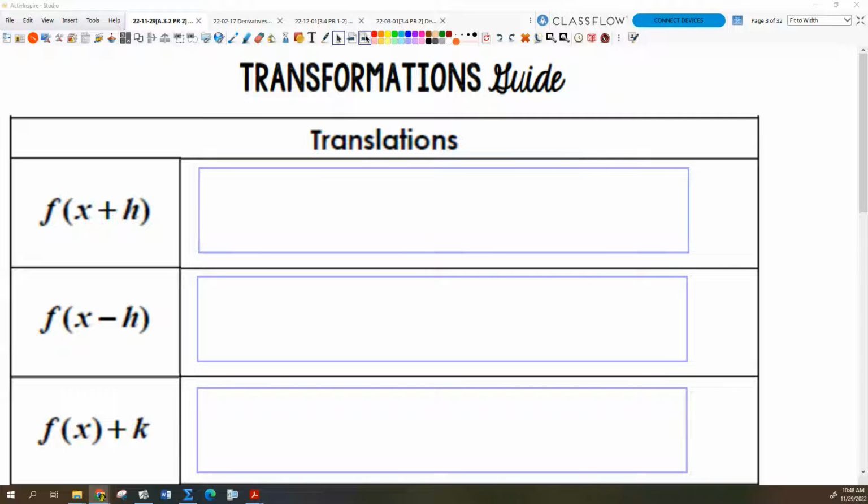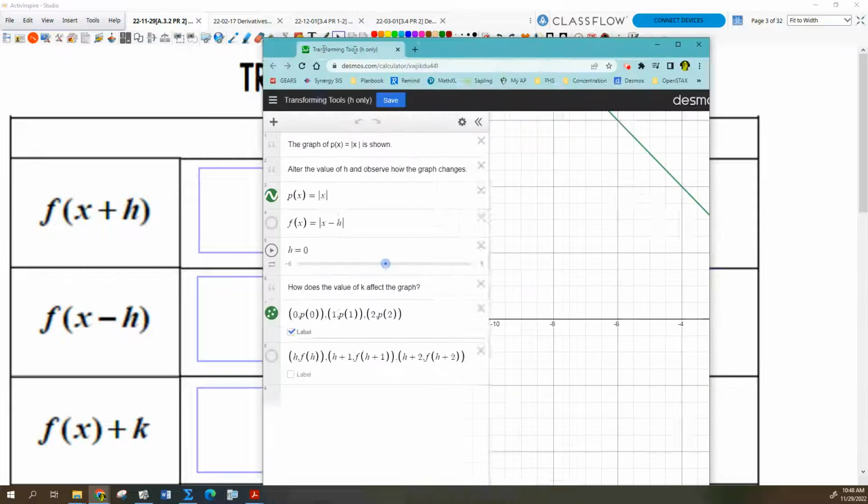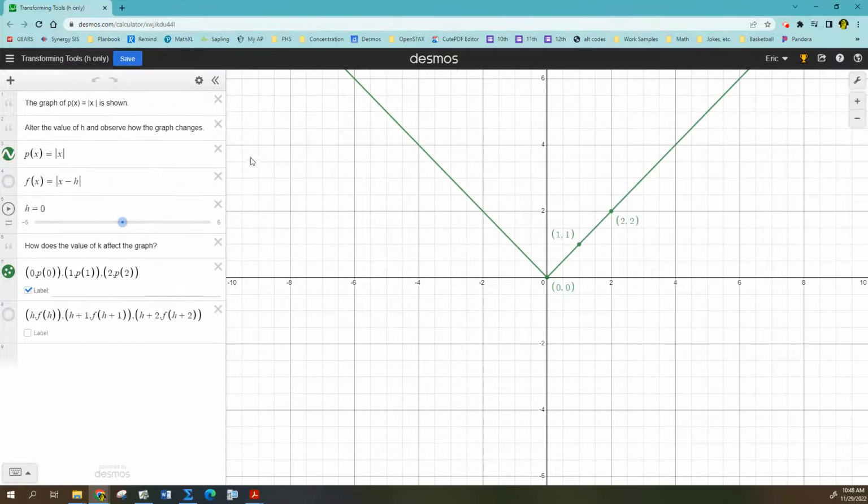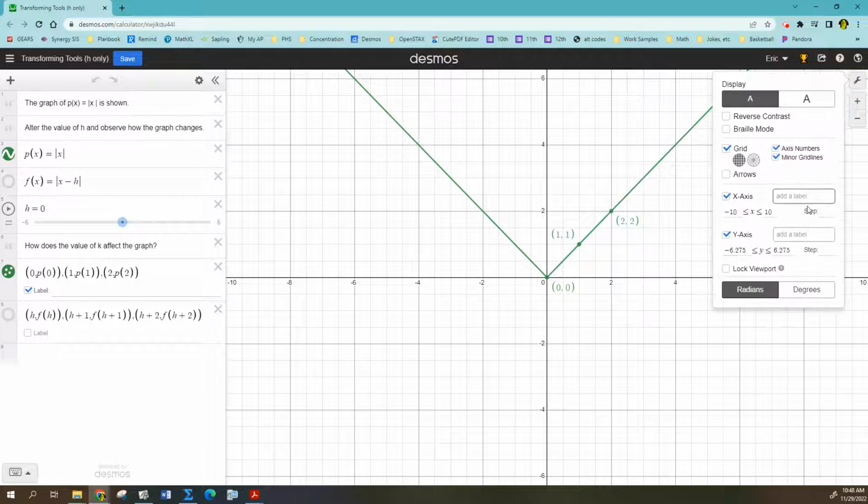All right, so let's focus on these things a little bit. Let's explore what happens if we add or subtract something to x inside the function. Let's just see this in action. We've got some absolute value functions as our guinea pig. And look what we're doing here. This is the parent graph, absolute value of x. It's the green graph.